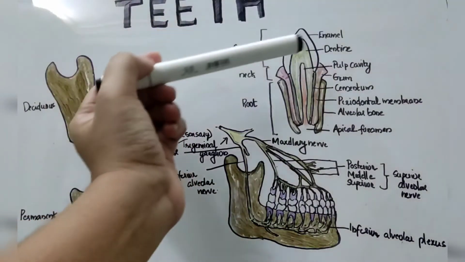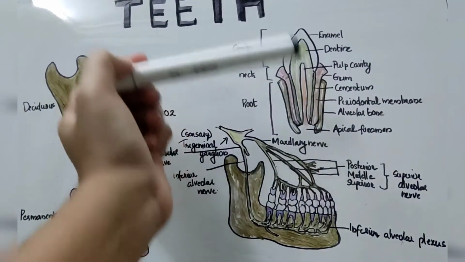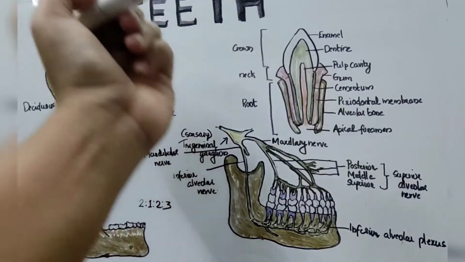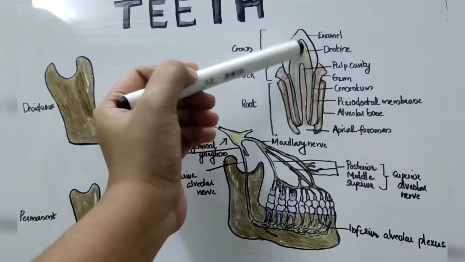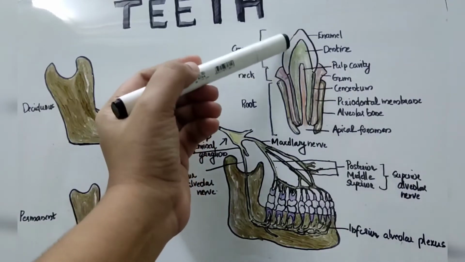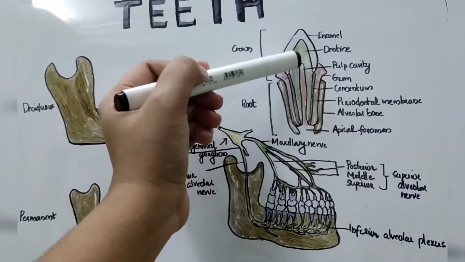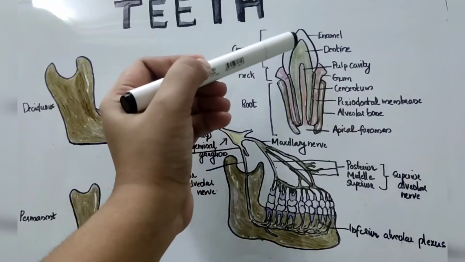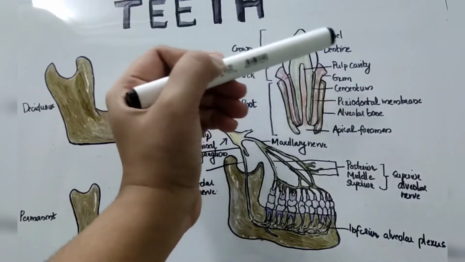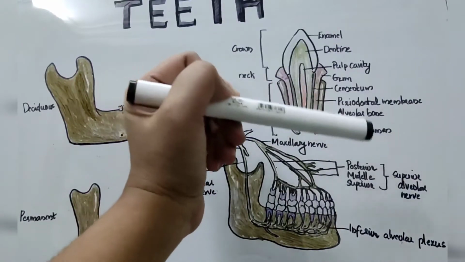So the pulp is surrounded by dentine. So what is dentine? It is made up of calcified material, that is, it is made up of calcium and also phosphorus, and this is harder. The dentine is harder compared to the bone, but it is softer compared to the enamel. So it is one of the hardest materials present in the body.